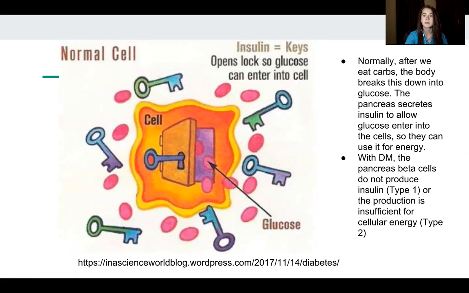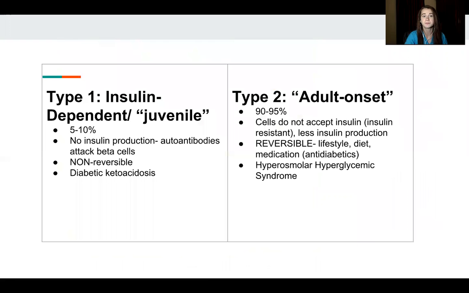With diabetes, the pancreas's beta cells do not produce insulin, which is type 1. Or the production is insufficient for cellular energy, due to the receptors not responding properly, or there's a lot of fatty tissue, and so the insulin cannot get to those receptors to allow the glucose to get inside, which is type 2. And here's the difference side by side.